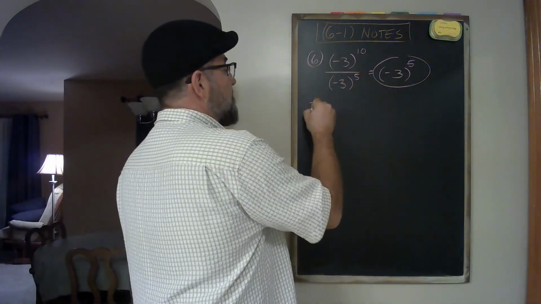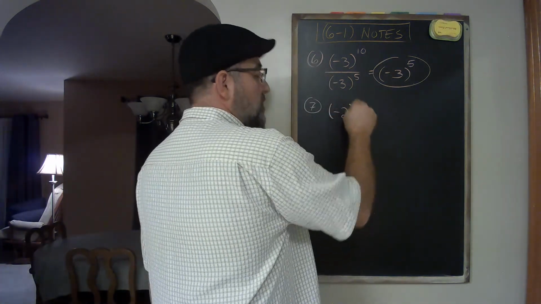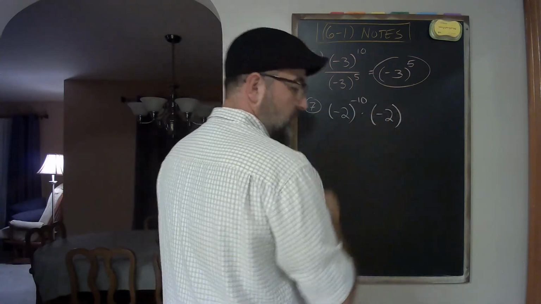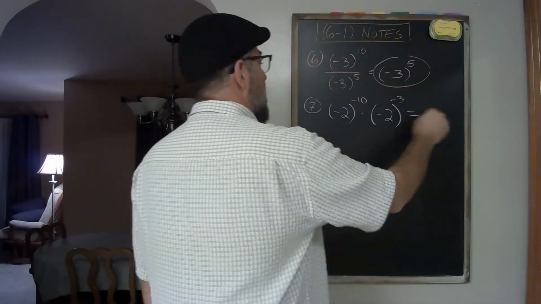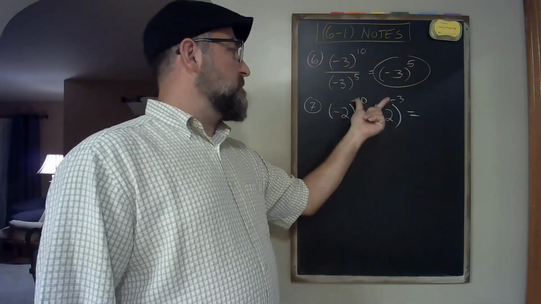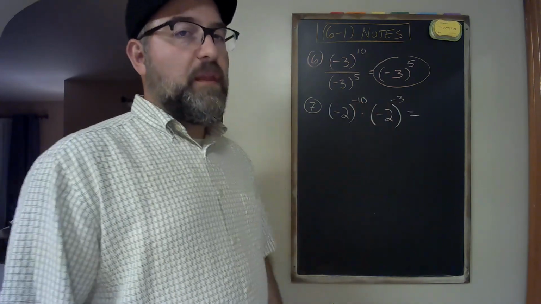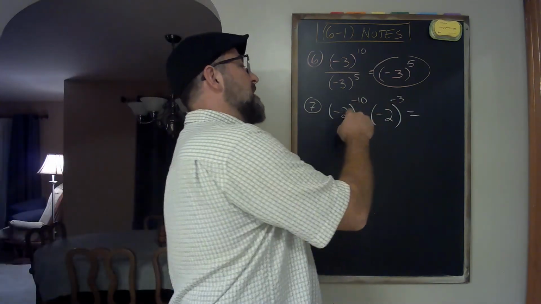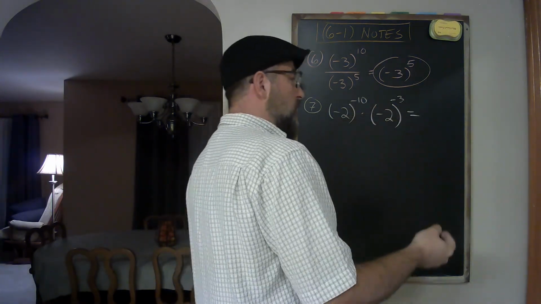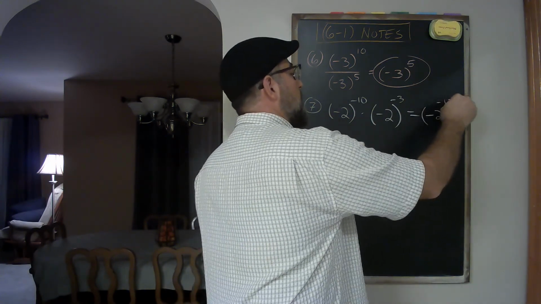Number 7. We have negative 2 to the negative 10 times negative 2 to the negative 3. Same base, product of powers. What do we do? Add, multiply. What do we do? We add, because that's in essence 10 of those, and this is 3 of them. When we multiply, we're going to end up with 13 of them. So this is negative 2 to the negative 13.